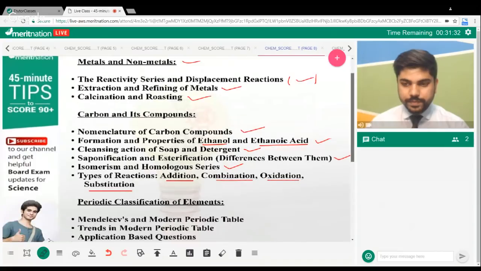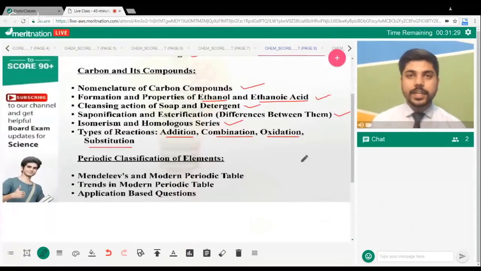Yeah. If I talk about the third chapter, that is periodic classification of elements, then Mendeleev's and modern periodic table. This is very important. Basically, how we shifted from Mendeleev's to modern, what were the drawbacks of Mendeleev's, what are the drawbacks of modern, what are the postulates of modern. These are the things that you should know.